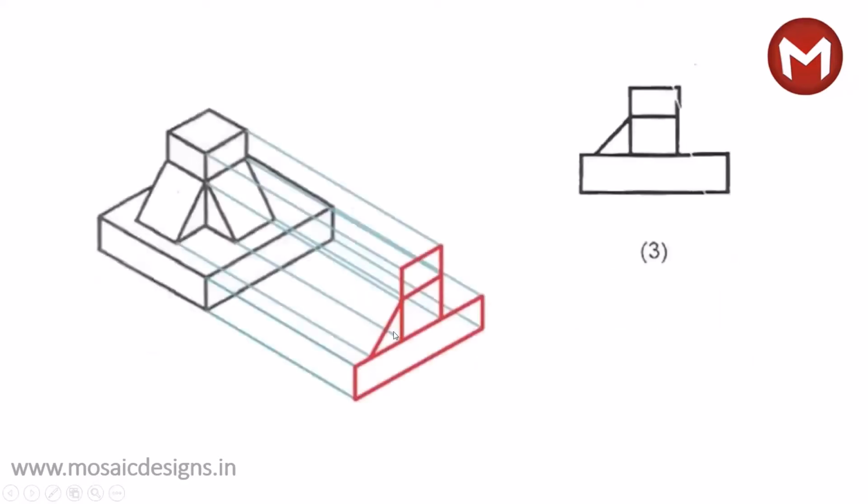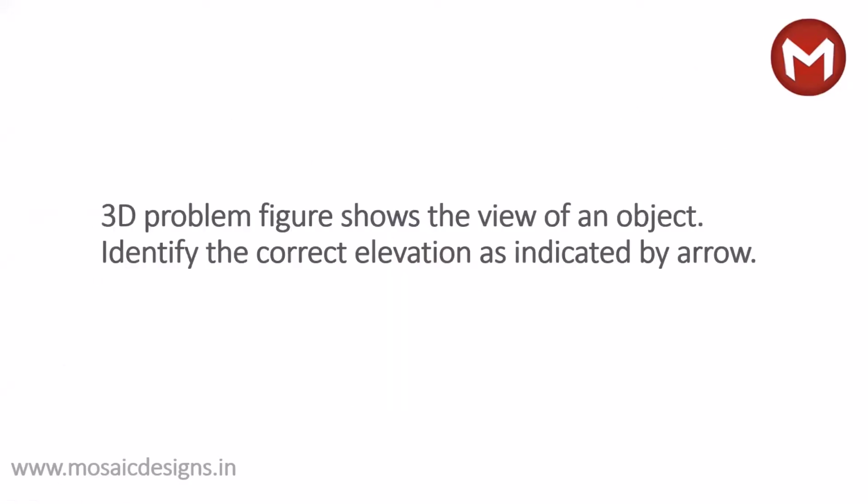Also, when we take projections, we can see that option 3 is the correct answer, since the elevation matches option 3. The fourth question is similar to the third one. 3D problem figure shows the view of an object. Identify the correct elevation as indicated by arrow.